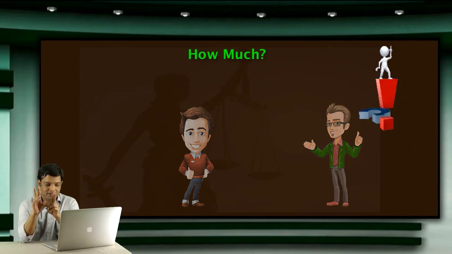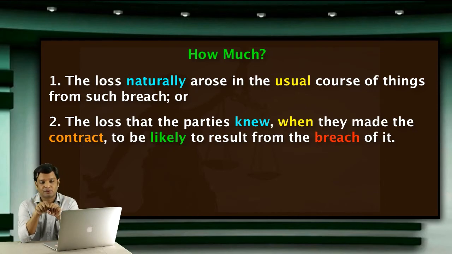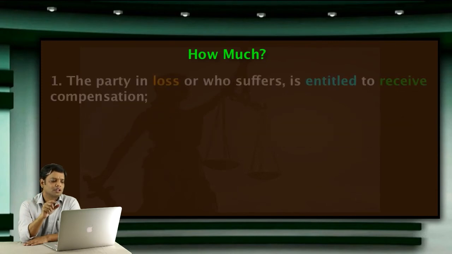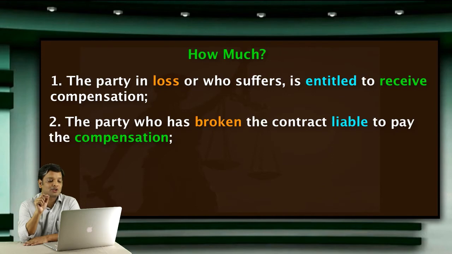It is saying two points. The first one, as it says here, is what arose in the usual course of things, so whatever damages you usually suffer. And the second, whatever damage is already known to both of you, that if any party is supposed to be breaching at any point in time, then this much loss will happen and this much the defaulter party will pay. So that is already fixed. If not fixed, then in the usual course of things, whatever loss you suffered normally, that will be given to you. So the party who suffers is entitled to receive compensation, and the party who has broken the contract is liable to pay the compensation. Very much clear, this point.